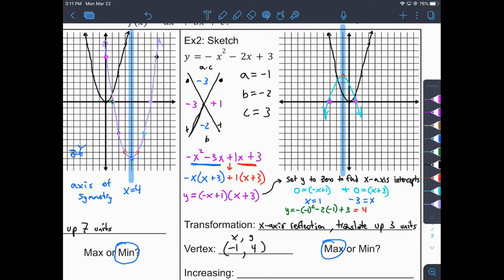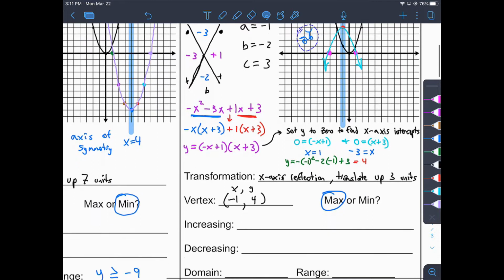Where is it increasing? Where is it decreasing? I'm going to grab my bike again. Well, this time it's the other way around. It's increasing all the way up till I get to the vertex, the top of the hill. So it's increasing from really, really far down, from any x values that are before position -1. So it's increasing for any x values that are before or less than -1.